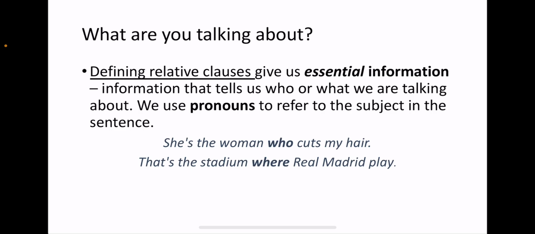So, in conclusion, a relative clause gives us essential information. We normally use relative clauses to make our sentences more complex, to make our sentences more specific. They give us information that tells you who or what we are talking about, and we use pronouns to refer to the subject in the sentence. Those pronouns coincide and connect the subject with the description that we are making. That's it about relative clauses.